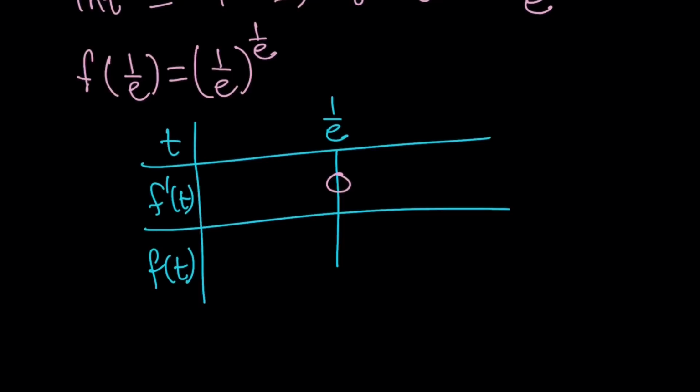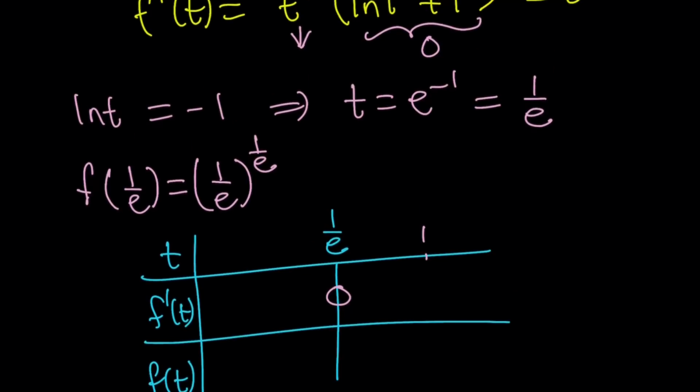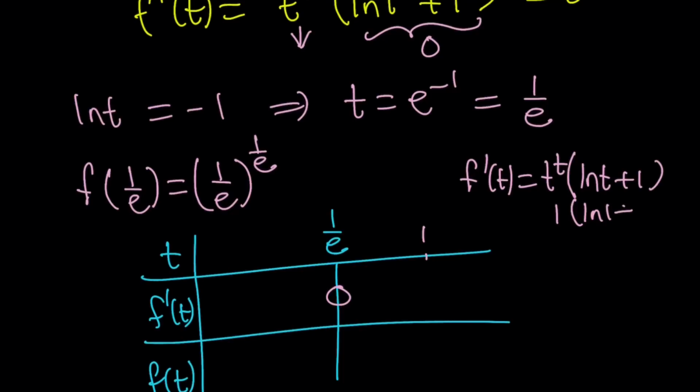Now we kind of have to find out what happens to the right and to the left of 1 over e for t values. If t is greater than 1 over e, for example, you can use a test value like 1. Remember, the derivative is t to the t times ln. So let's go ahead and write the derivative here real quick. T to the t multiplied by ln t plus 1. If you replace t with 1, you're going to get 1 times ln 1 plus 1, which is positive. So to the right, we know that it's going to be positive.